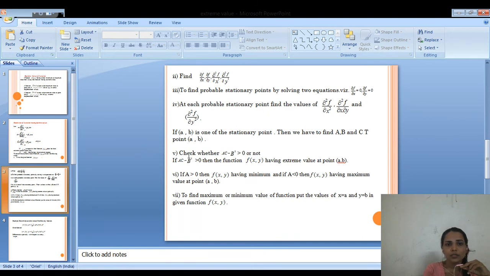Now to check whether AC minus B square is greater than 0 or not: if AC minus B square is greater than 0, then the function f of xy has an extreme value at that point.